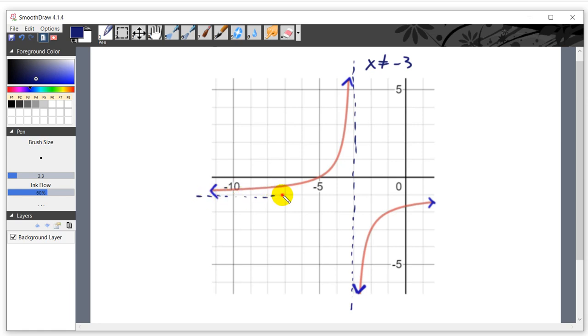Similarly, if we were to look at what we have here, so you see this here, this means that y can't equal -1. Okay, so those are our two restrictions for this one, if that makes sense.